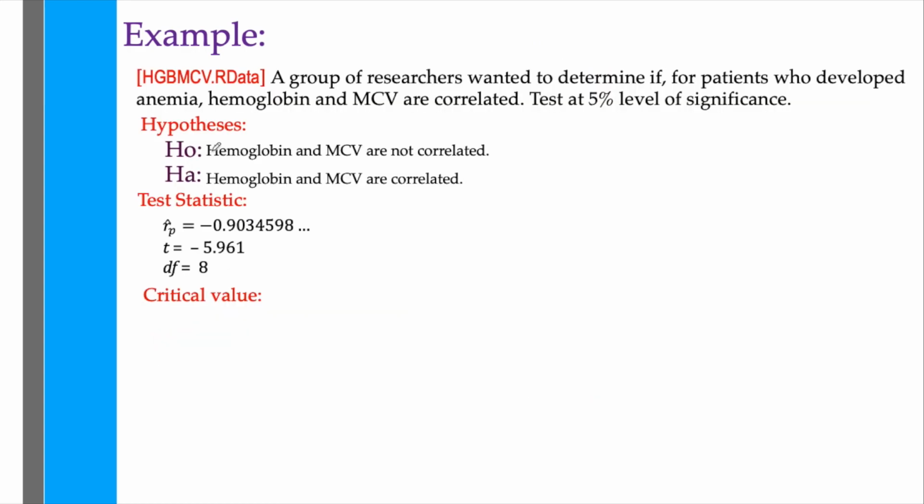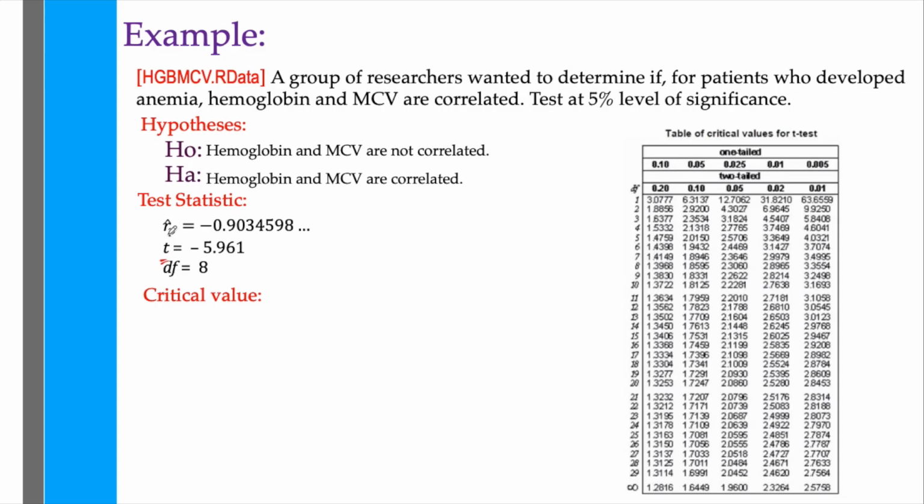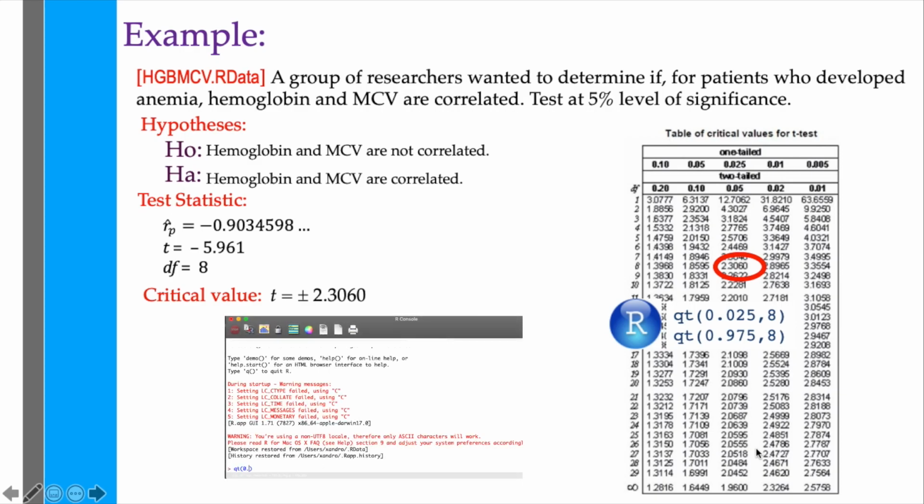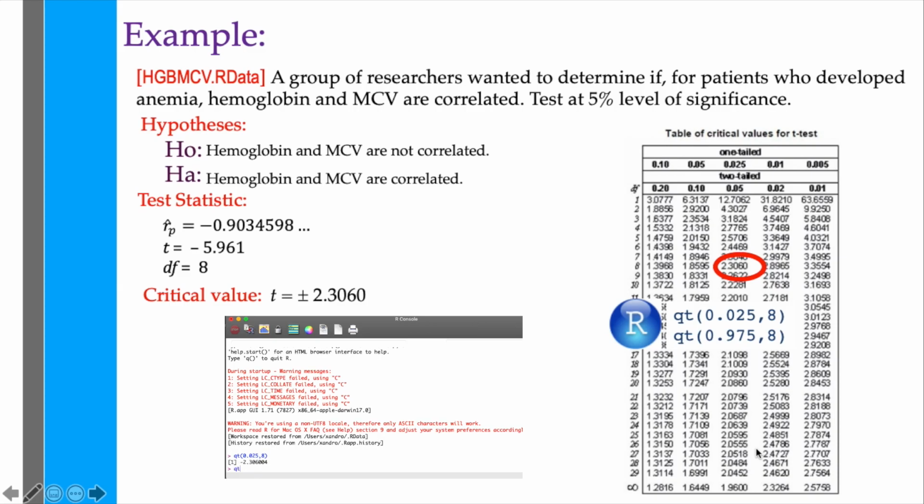Now, for the critical value, since we made use of the t statistic, which is considered as a t-test, we're going to make use of this table. So with df of 8, and since our alternative hypothesis implies non-equality, then we're going to make use of two-tailed test. So with df of 8, we're going to have 2.3060. Again, since that is two-tailed, we're going to make use of the positive and negative value of t.